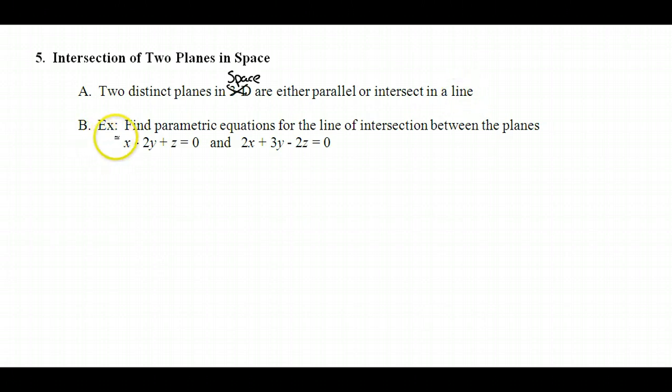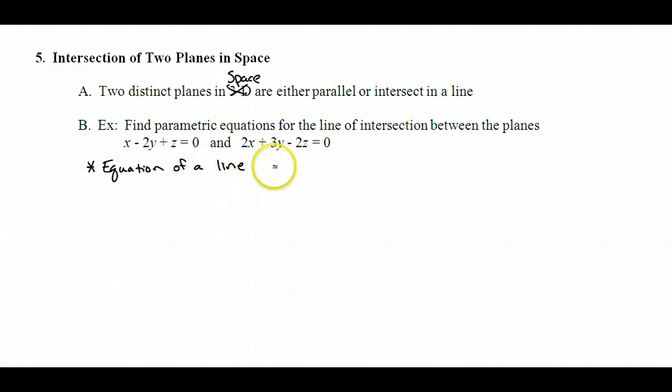So for example, we want to find the parametric equations for the line of intersection between the planes x minus 2y plus z equals 0 and 2x plus 3y minus 2z is equal to 0. Well, really our objective here is we want to write the equation of a line. So keep that in mind. That's first and foremost, that's what we're doing. So equation of a line, and it says it's in that parametric form.